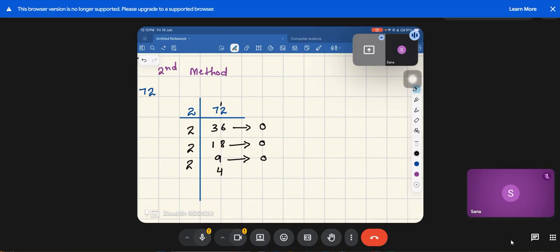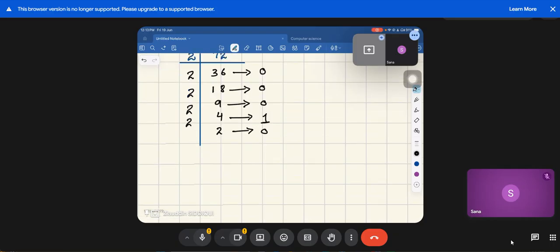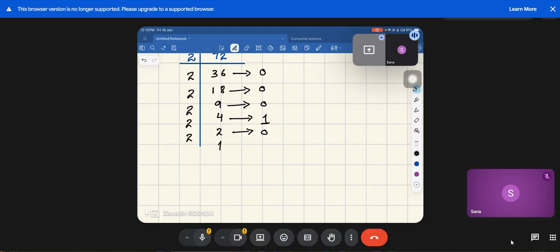2 fours are 8. So this is 9, and 1 is left, so we put it over here. 2 times 2 is 4. Nothing is left. 2 times 1 is 2. Nothing is left. Now, we cannot divide 1 by 2. So as per the rules of division, we are going to put 0 over here and 1 will be your remainder.